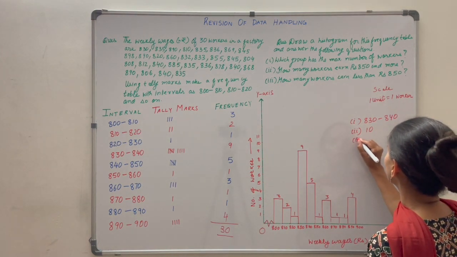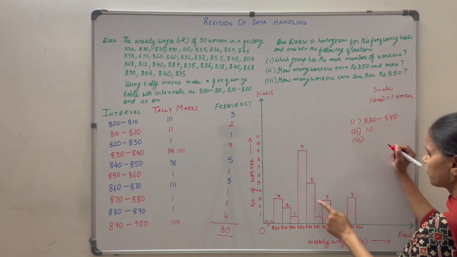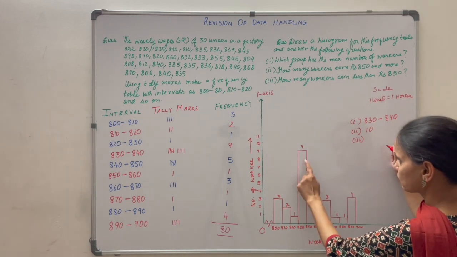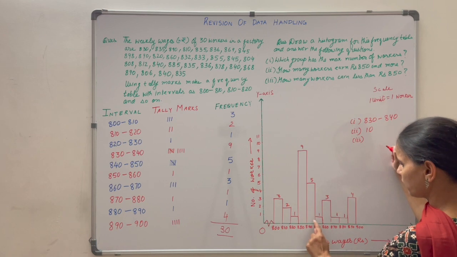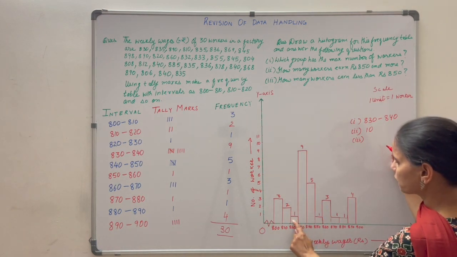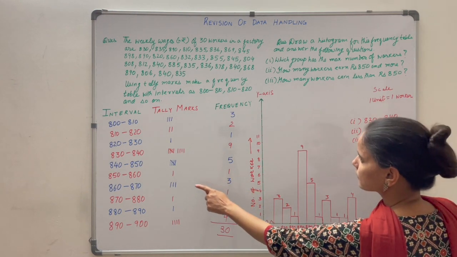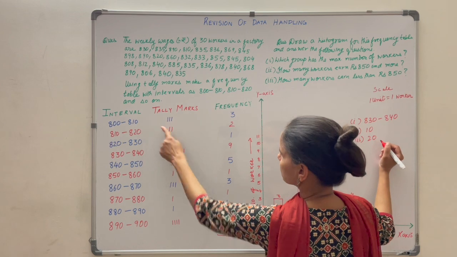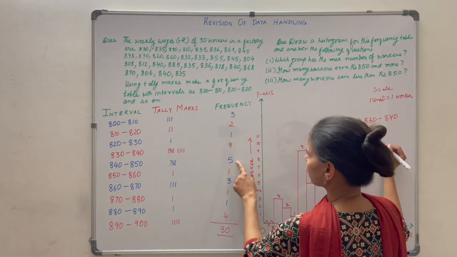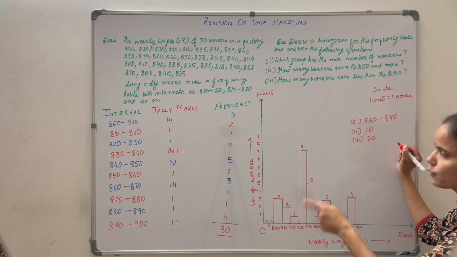Third part, how many workers earn less than rupees 850? Less than 850 is all this. So 9 plus 5 is 14. 14 plus 1 is 15. 15 plus 5 is 20. Less than 850 means from here till here. So that is 5 plus 9 is 14. 14 plus 6 is 20. Same answer you will get.